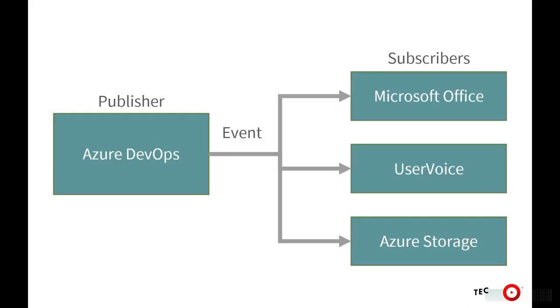Service hooks are based on the publisher-subscriber design pattern. In this classic pattern, publishers define a set of events such as build started or build complete. You can create subscriptions for those events in the subscriber applications. In this example, we have Microsoft Office, UserVoice, and Azure Storage acting as subscribers. Each subscriber defines the action to take when the event is triggered. For instance, you could add a row to an Excel table or update a feature request on UserVoice.